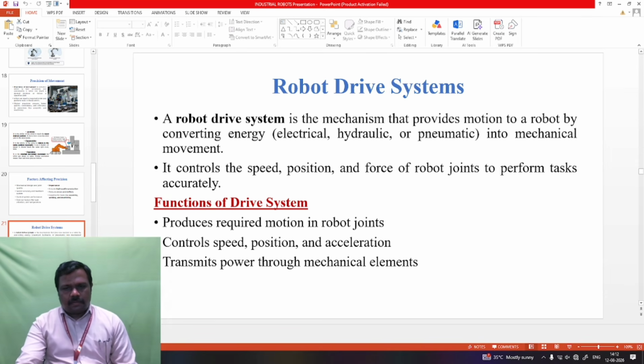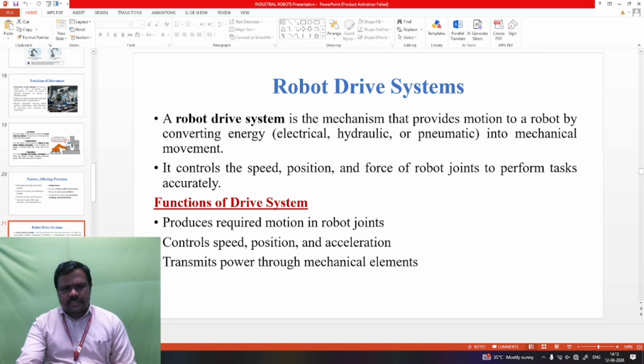Then the important parts of the robot drive system. The robot drive system is the mechanism that provides motion to the robot by converting energy, that is electrical, hydraulic or pneumatic energy, into mechanical movement. The final output of the robot arm is the movement from one point to another point easily. It controls the speed, position and force of the robot joints to perform the task accurately.